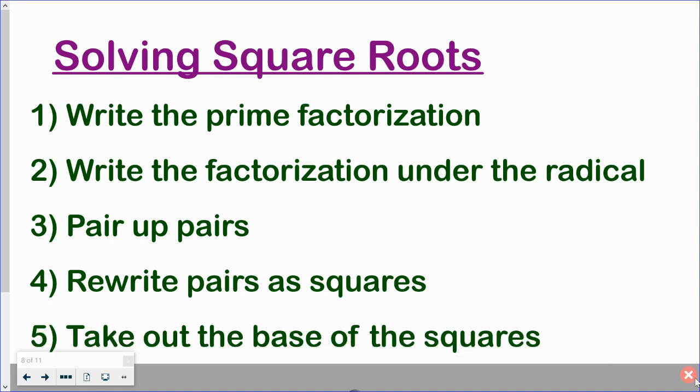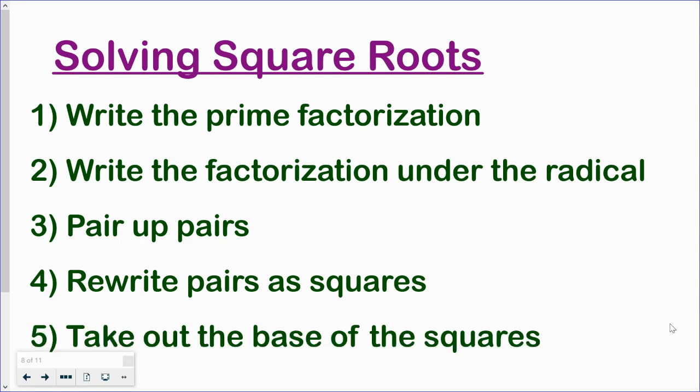And then you take out the base of the squares. Anything that is in a square that does not need to be in the square, or that can be taken out, you're going to cross out that exponent, cross out the radical, and take out the number that's the base of that exponent. Put it outside the radical.